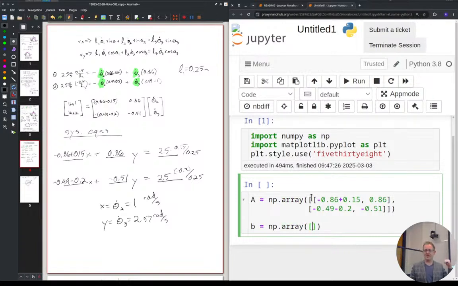All right, and then our right-hand side, the thing that we're trying to solve for, is going to be our 2.5.